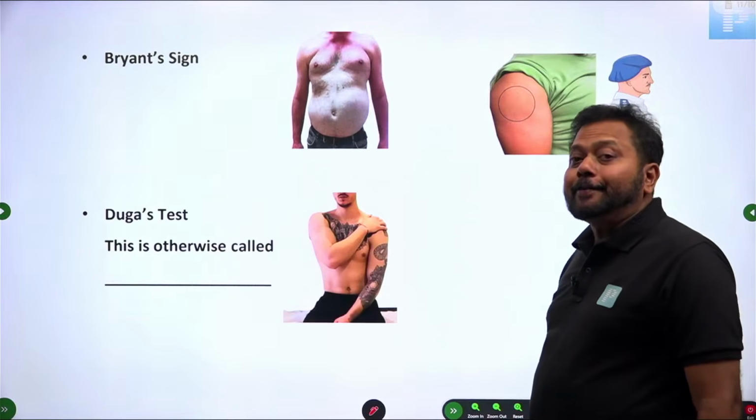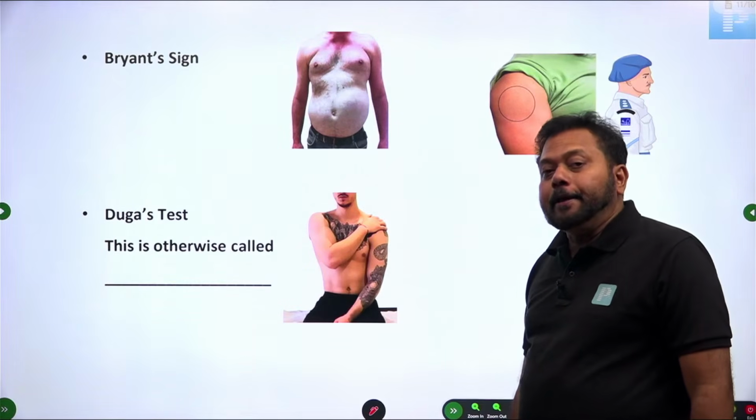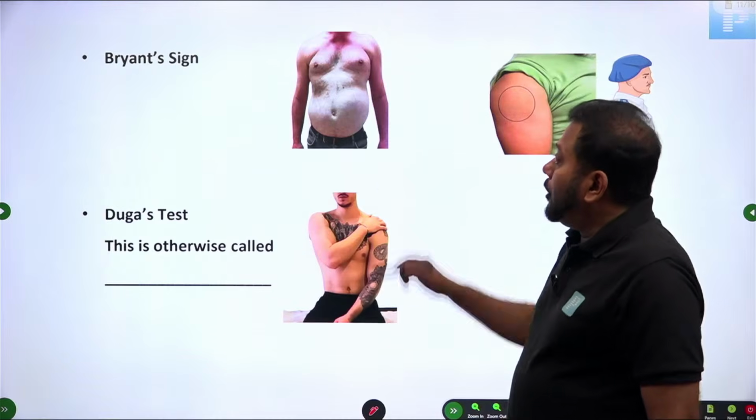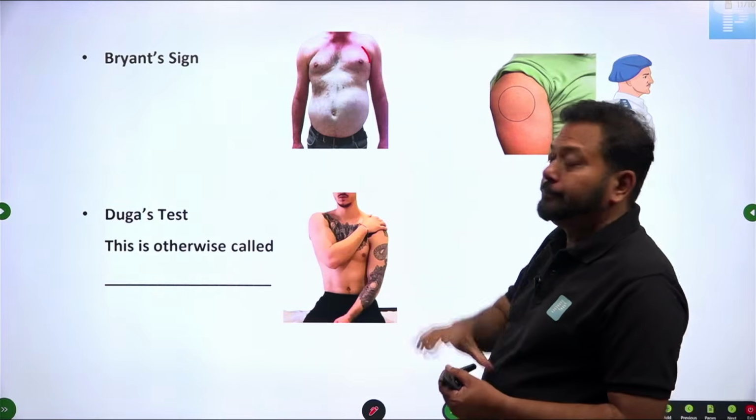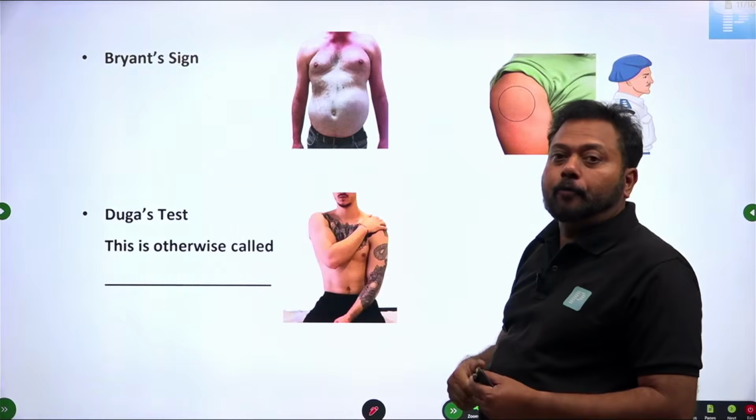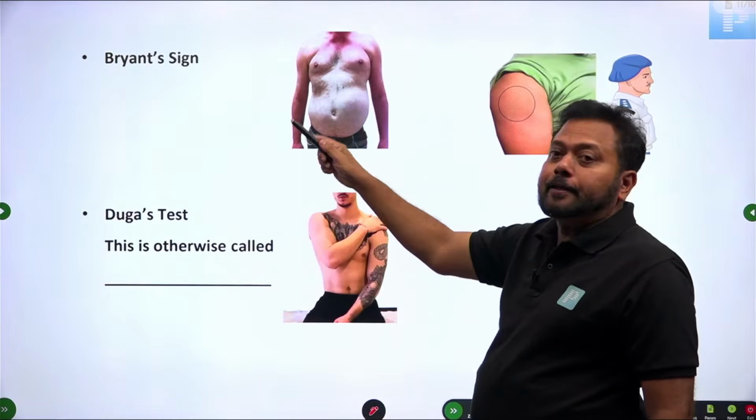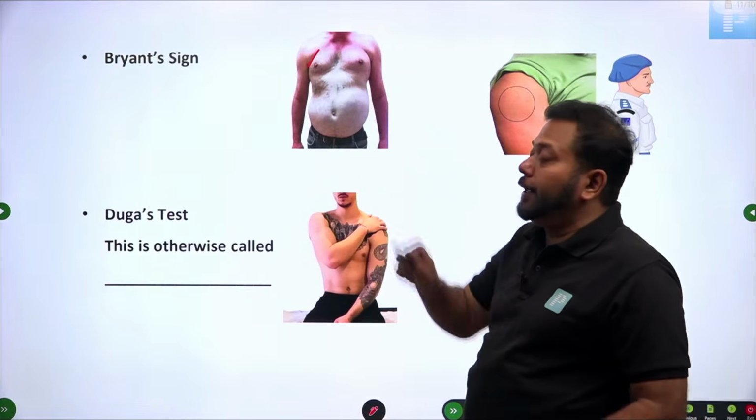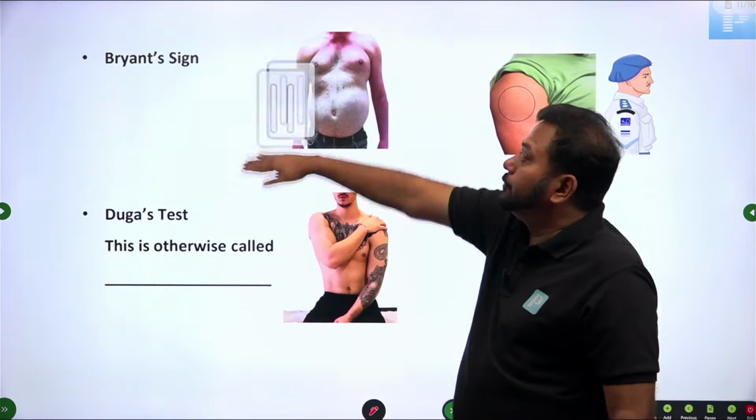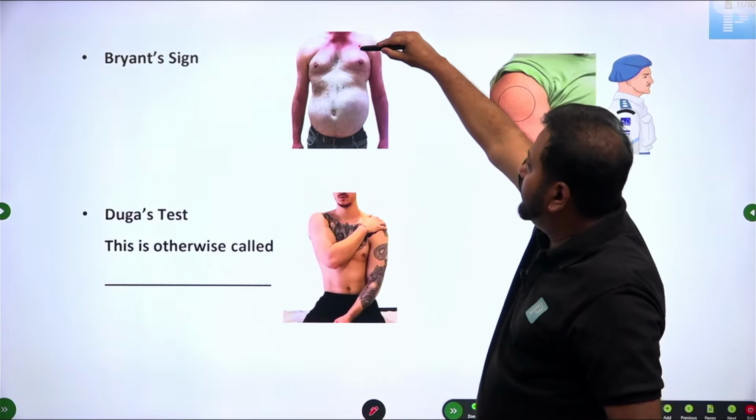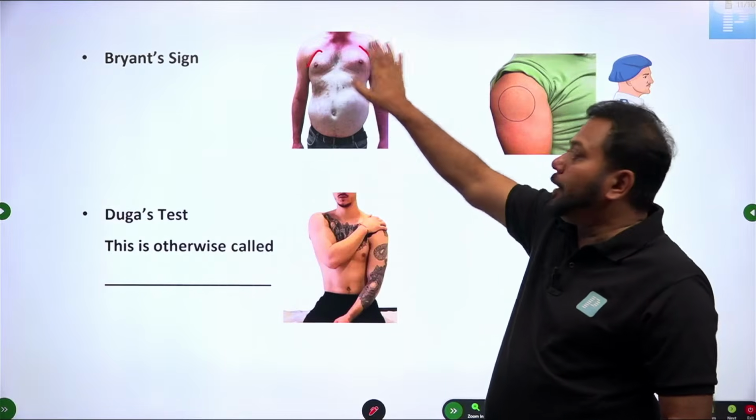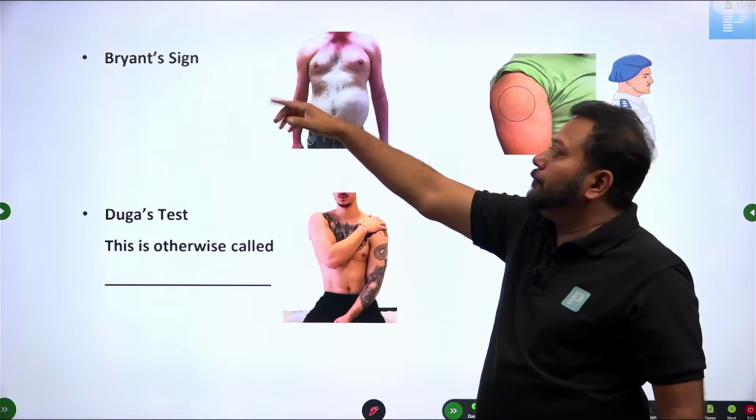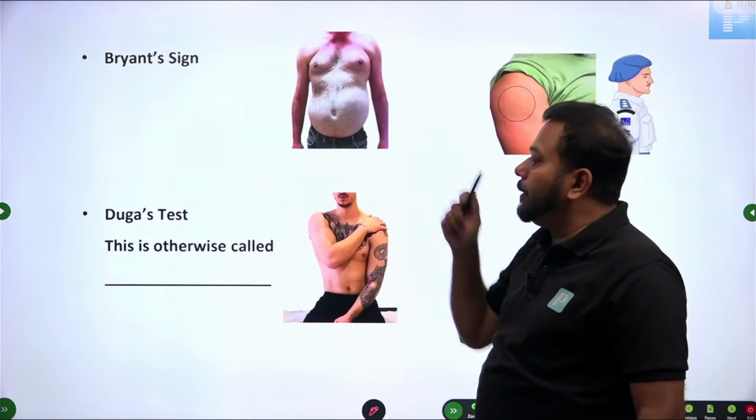Then comes Bryan's sign. This is a very important, easily seen sign. Normally you can see the anterior axillary fold. In Bryan's sign, on the affected side, the anterior axillary fold is pushed down. You see the anterior axillary fold here, and here it is pushed down. That is called Bryan's sign.